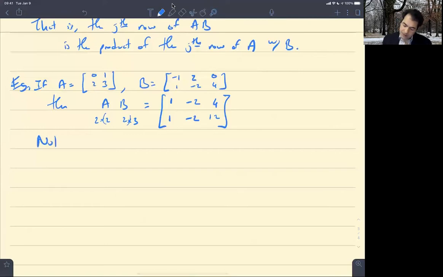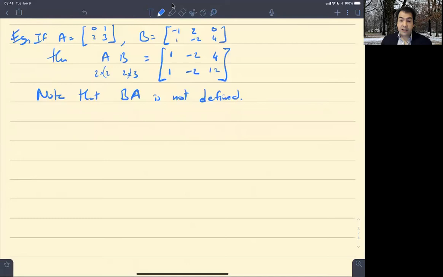Notice that B times A is not defined. It doesn't make any sense to multiply them in this order, because the indices wouldn't match. This is a 2 by 3 and this is a 2 by 2, and so the interior indices don't match. We have a 3 and a 2. So just like for linear transformations, that's one way of seeing quickly that matrix multiplication is not commutative. It's entirely possible that A times B makes sense, but B times A does not make sense. So it definitely is not equal to A times B.